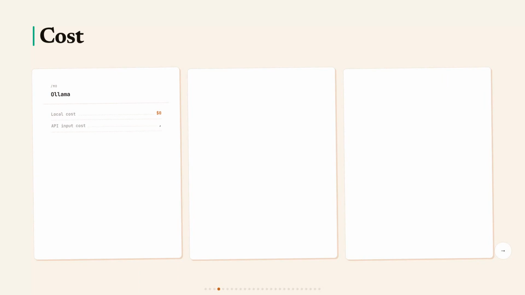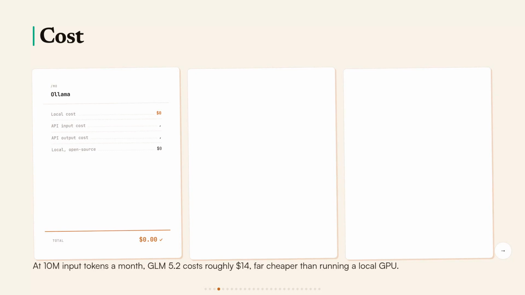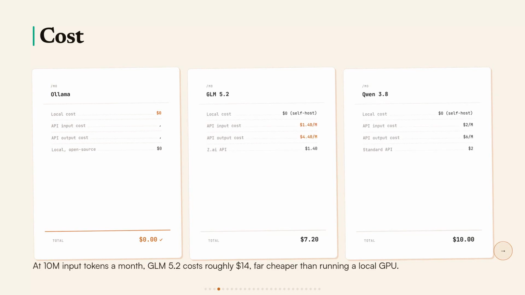GLM 5.2 charges $1.40 per million input tokens and $4.40 per million output tokens on ZAI. Qwen 3.8 charges $2 per million input and $6 per million output. Run 10 million input tokens a month on GLM 5.2, and you're looking at roughly $14. Qwen costs 50% more on the same input volume. Ollama wins this test outright because free beats cheaper. But if you're choosing between the two paid APIs, GLM 5.2 is the one that doesn't nickel and dime you.